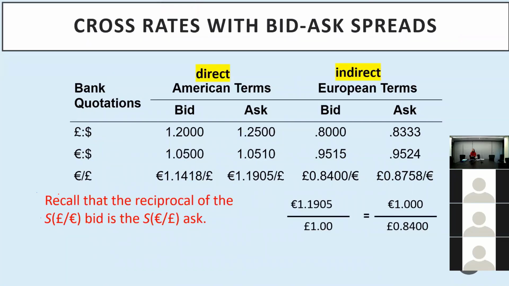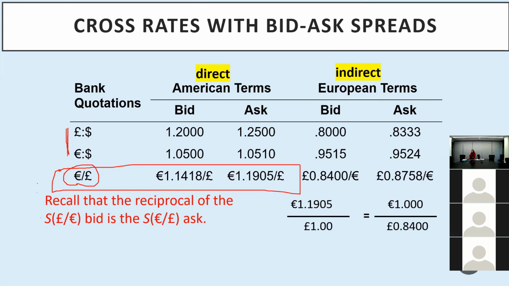So to summarize the exercise that we have been doing before, we have calculated the cross bid and ask rate for the euro and pound currency pair from the two exchange rates that we have here. All right. So from these two numbers, if we take the reciprocal of this bid rate over here, we will get the ask rate for the euro. And if we take the reciprocal of the ask rate here, we will get the bid rate for the euro. Okay.